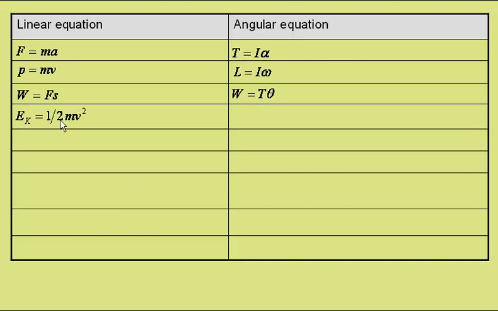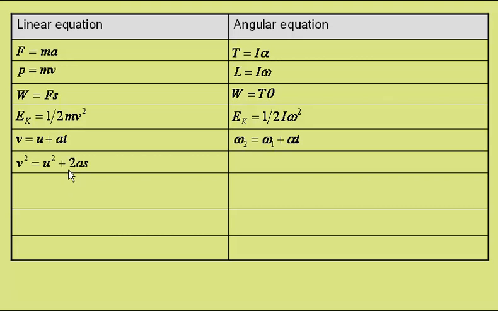Kinetic energy is equal to half mv squared becomes rotational kinetic energy is equal to half moment of inertia multiplied by angular velocity squared. v is equal to u plus at, one of the equations of constant acceleration, becomes omega 2 is equal to omega 1 plus alpha t. So omega 2, our final angular velocity, is equal to omega 1, the initial angular velocity, plus the angular acceleration multiplied by the time taken.